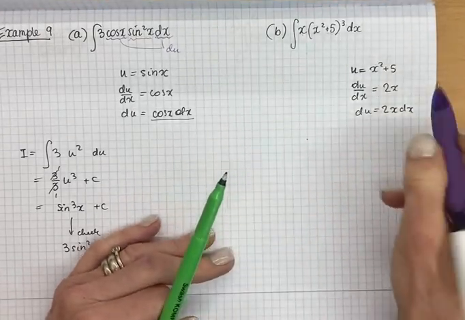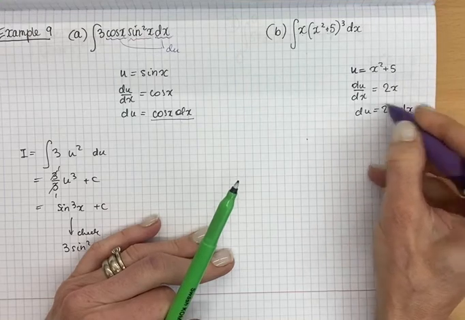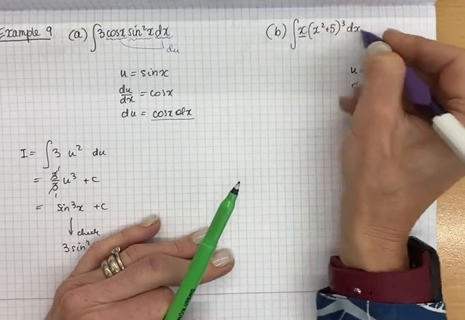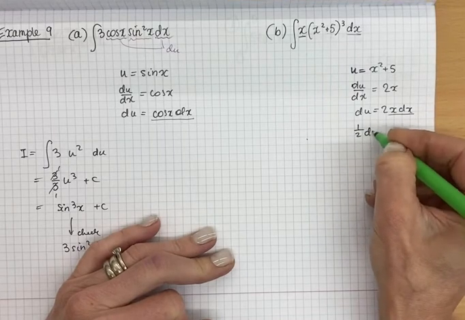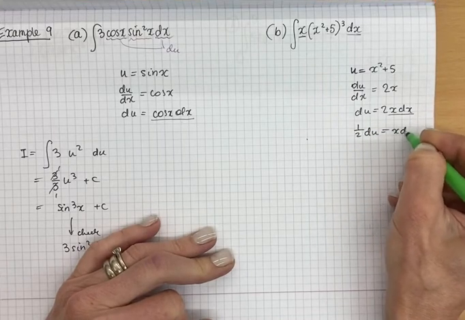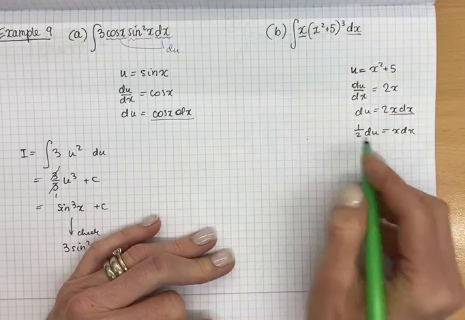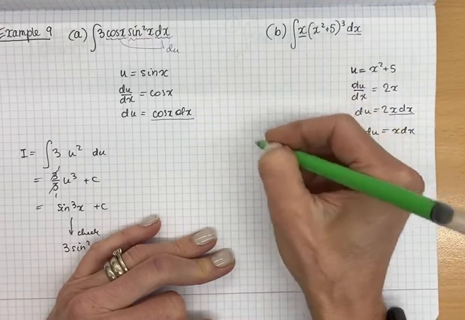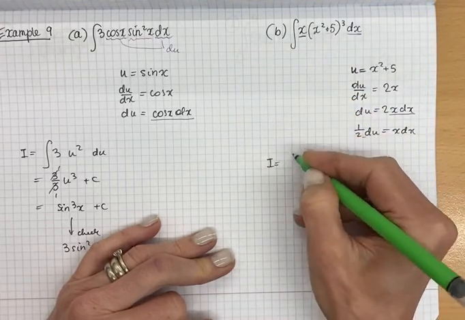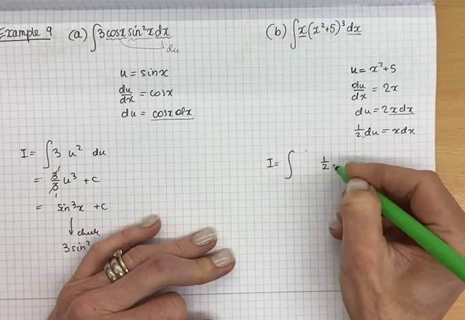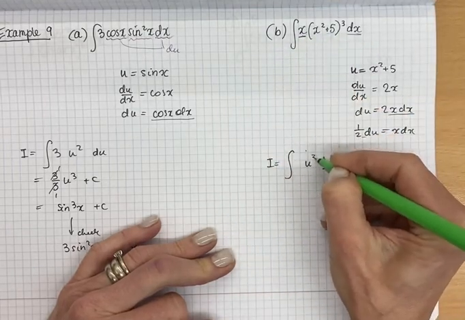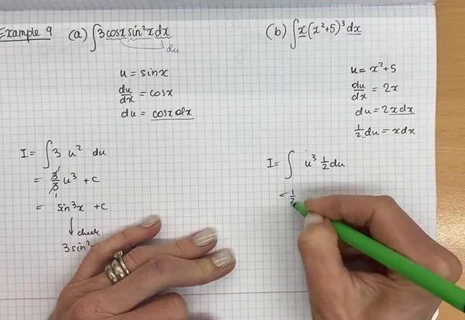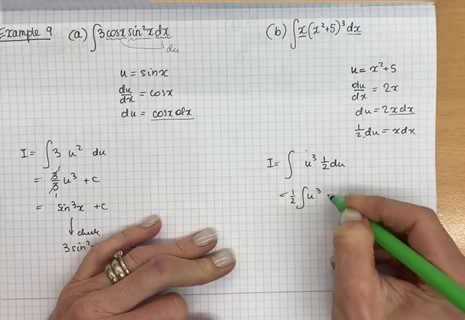So this is where I'm going to stop. And I look for 2x dx. Well, I've got 1x dx. So I've got a half of that answer. So I can replace the underlined parts with a half du. So my integral is going to be, let's put a half du over here. And then this one is going to be u to the power of 3. So I've got a half of u cubed du.